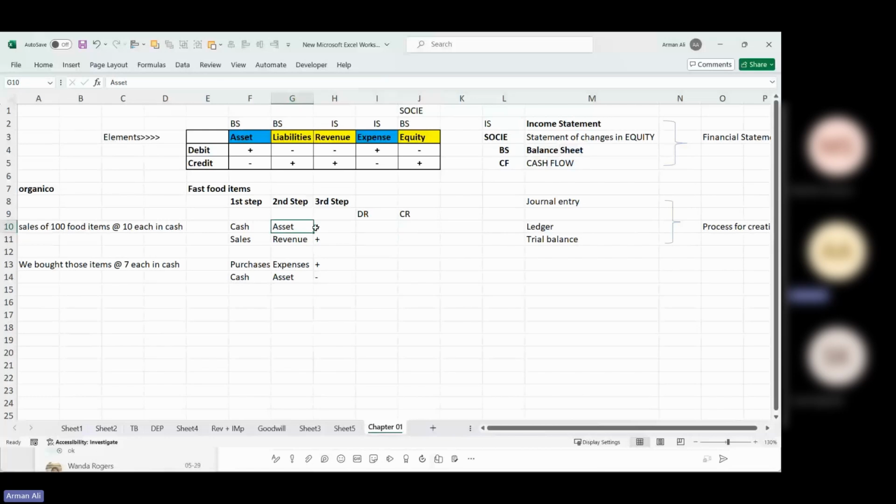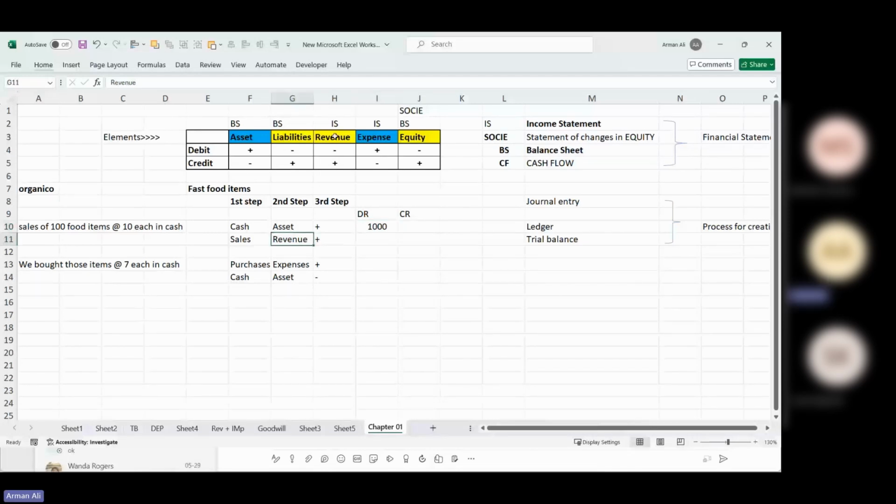And the other leg of the transaction would be exactly the same. The amounts of debit and credit should always come the same. It should always balance. So sales is also increasing. Now I'm simply going to go over my chart and I'm going to see sales is revenue. What happens when revenue increases?